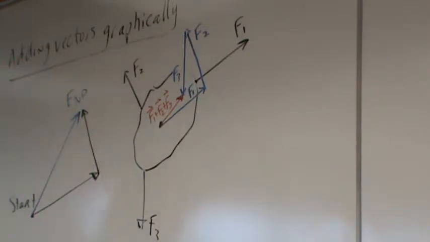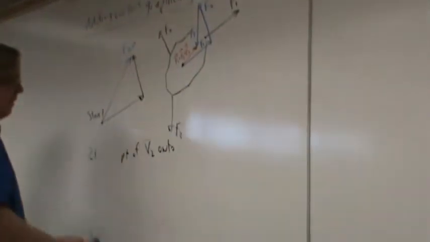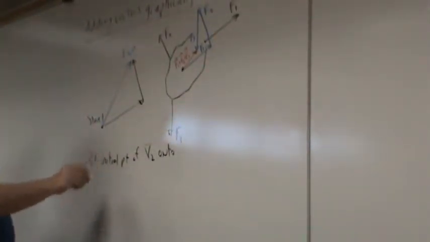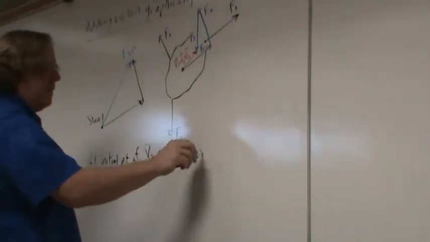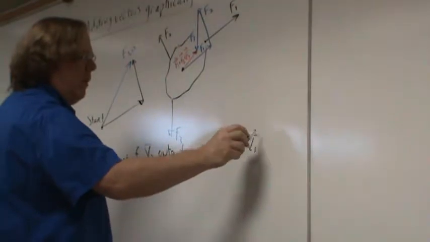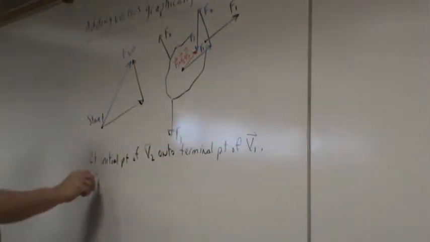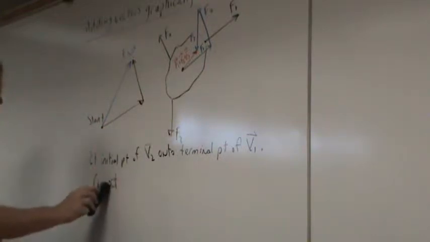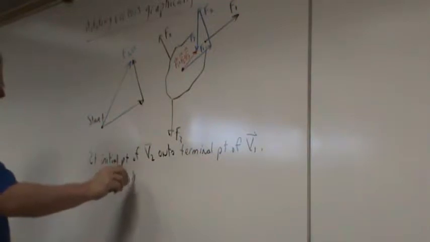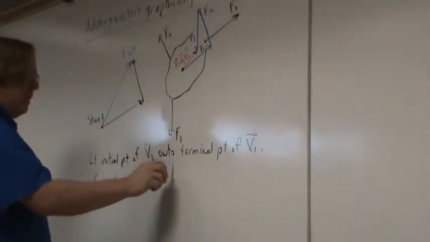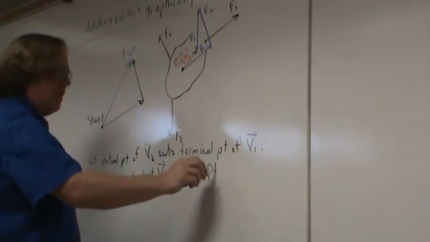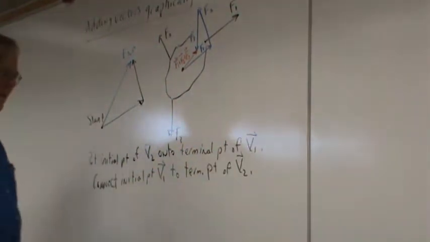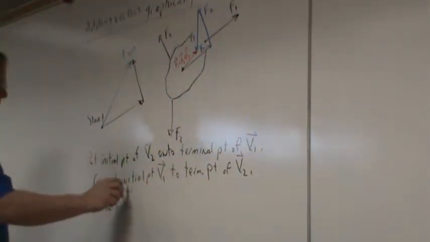So if I can summarize adding vectors graphically, you put the initial point of V2 onto the terminal point of V1, then you connect the initial point of V1 to the terminal point of V2. That's V1 plus V2.